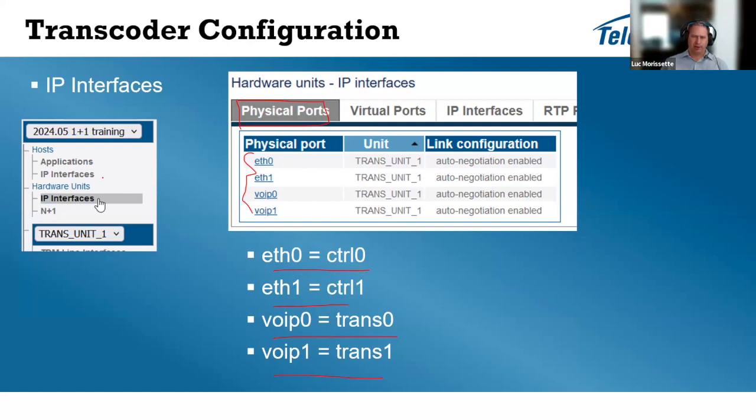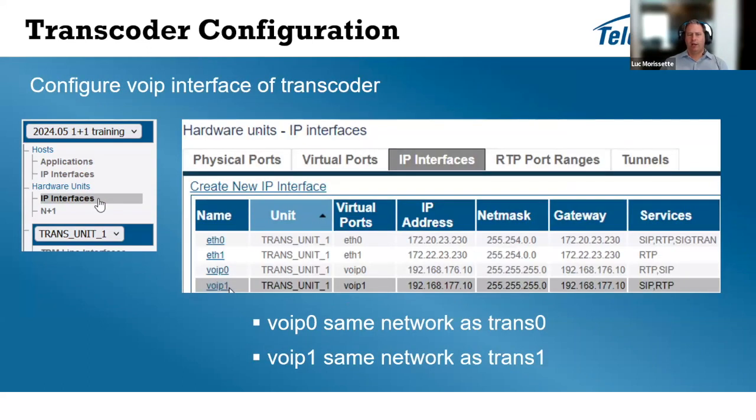Just to be clear here, there are two segments which are IP interfaces. One is really for the transcoding devices, and one is for the ProSBC functionality. So slightly different here. One thing you will need to do is configure your transcoding ports, the VoIP ports here. You need to put the IP addresses that you will use for your transcoding network.